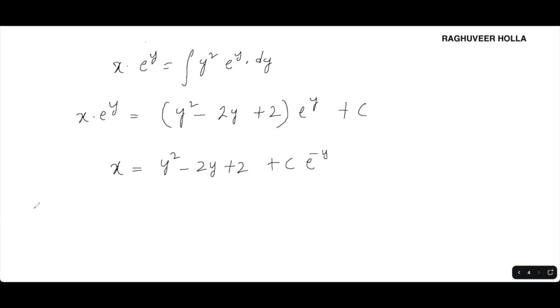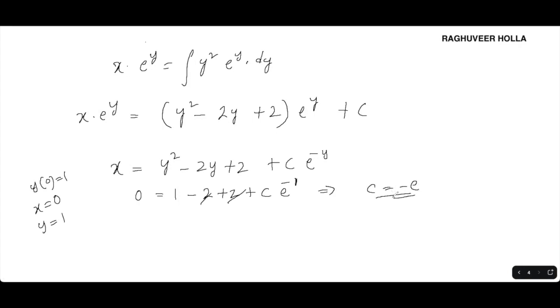Now for x is equal to 0 and y is equal to 1, we have been given y of 0 is equal to 1, right? So let us substitute it. So 0 equals 1 minus 2 plus 2 plus c into e to the power of minus 1. So these get cancelled, and this implies c is equal to minus e.